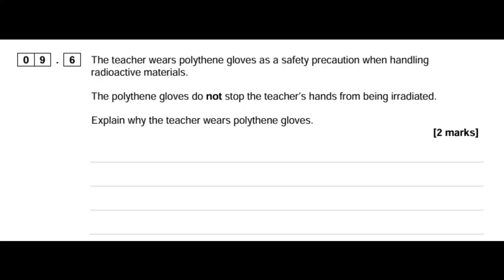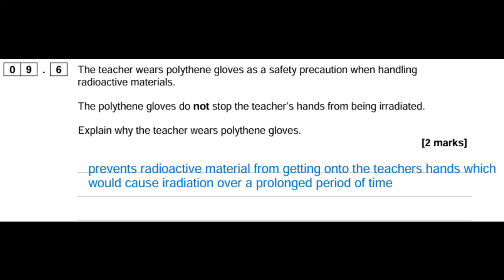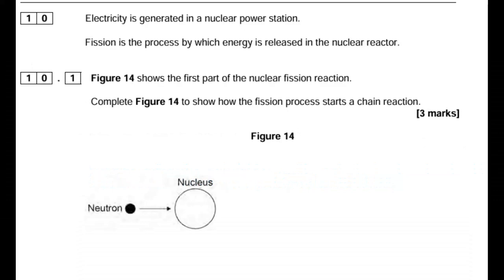You need to think a bit more critically to work out that the answer is actually that the gloves prevent radioactive material from getting onto the teacher's hand, which would cause irradiation over a prolonged period of time. Let's, for example, say a bit of dust falls off the radioactive source because it's a dusty rock or something. If it falls onto the gloves, when you remove the gloves, your hands will stop experiencing radiation. However, if you're not wearing any gloves, the radioactive material will stay on your hands for a prolonged period of time, causing additional damage. Now, moving on to question 10, nearly at the end of the paper.